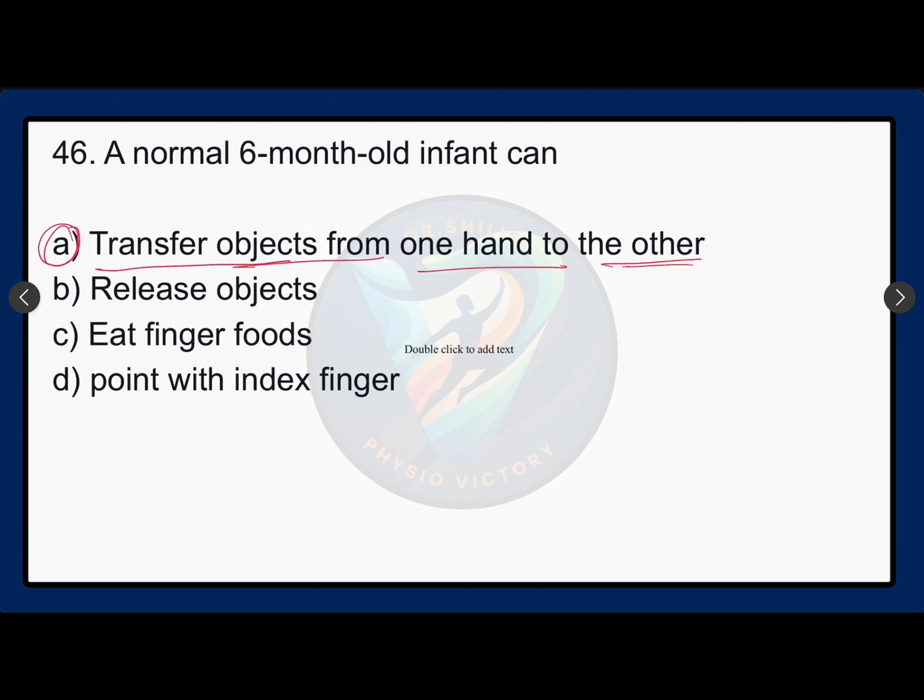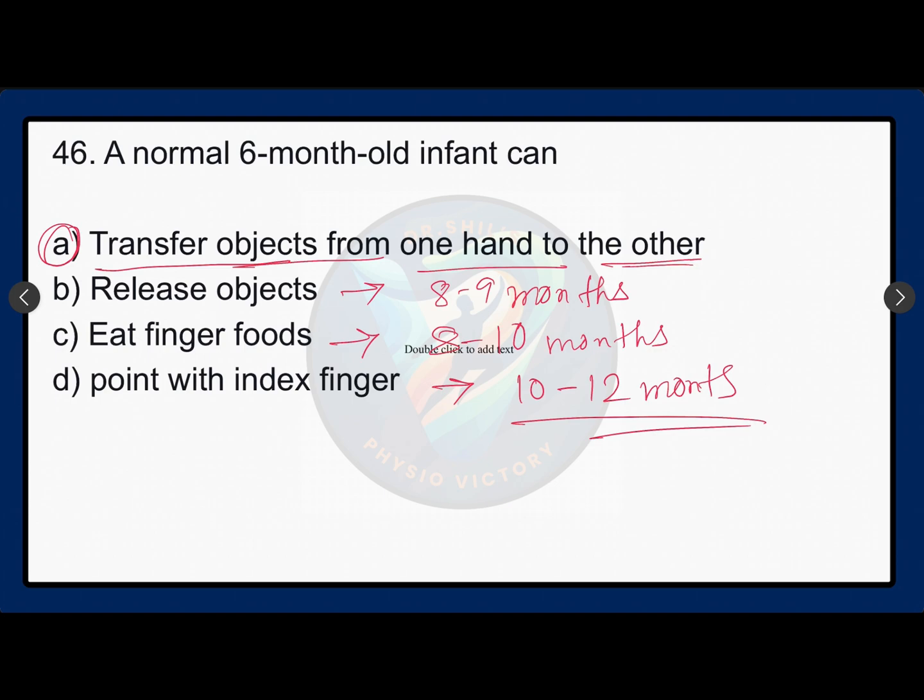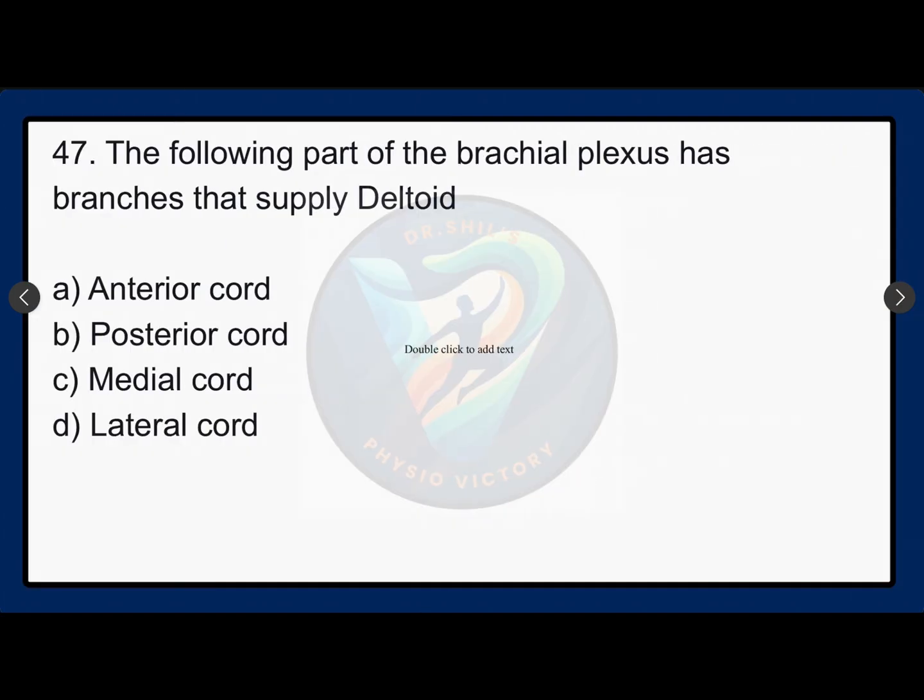So at 6 months, infants develop bilateral hand coordination and begin transferring objects between hands. Releasing objects voluntarily appears around 8 to 9 months. Eating finger foods will take 8 to 10 months, and pointing with index finger 10 to 12 months.